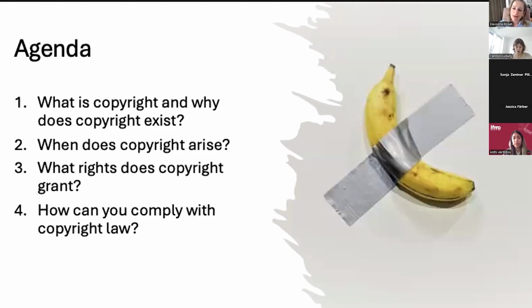So, what I would like to do is break down my presentation into 4 parts. The first one is trying to zoom in a bit more on what copyright is and why it even exists. Second, what requirements need to be fulfilled for copyright protection to arise. Third, what rights copyright does grant. And the final part will be how to comply with these legal restrictions on the use of materials.